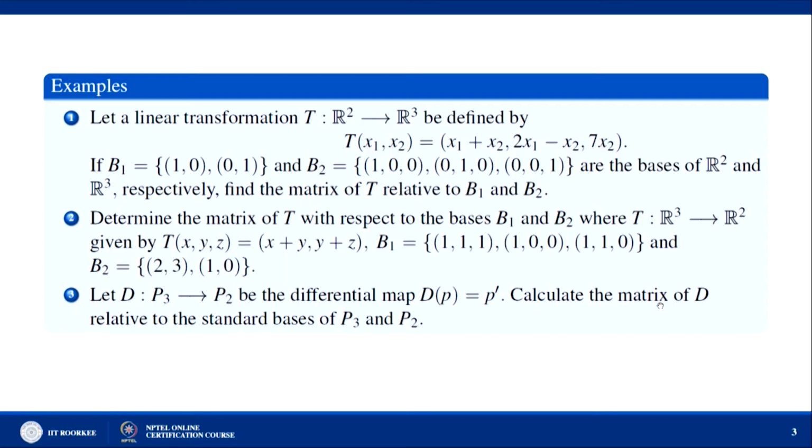The third problem is, you consider a linear map, I mean linear transformation D from P3 to P2, which is a differential map. Now, we have to calculate the matrix of D relative to the standard bases of P3 and P2. So, how can we do that? Here D is from P3 to P2, and D of f is simply f dash, or D of p is simply p dash. With respect to the standard basis, the standard basis of P3 is 1, x, x square and x cube, and the standard basis of P2 is 1, x and x square.